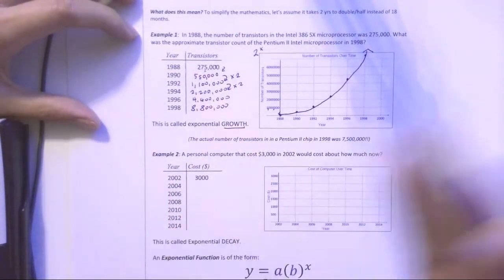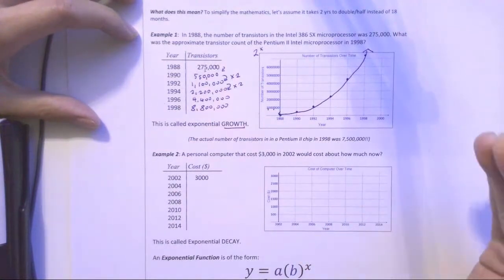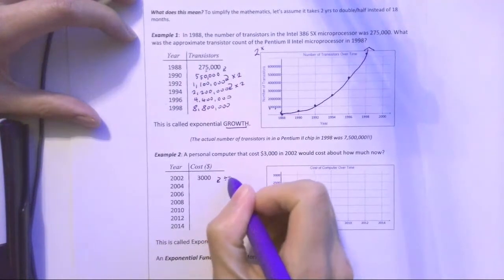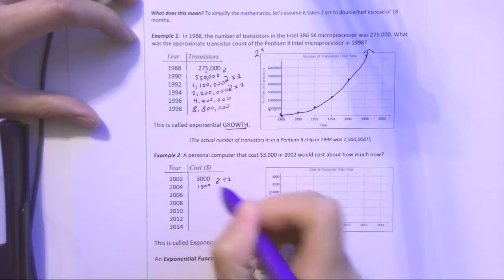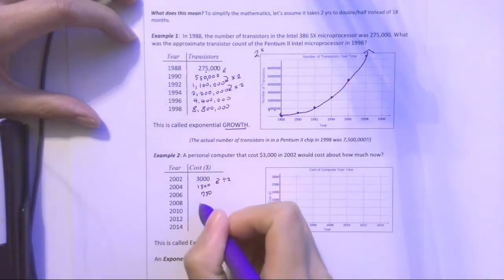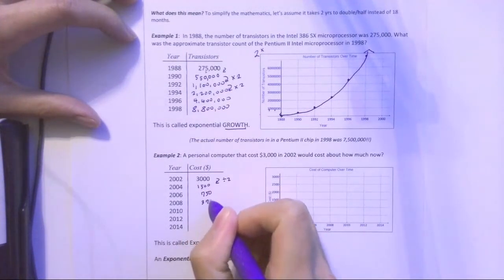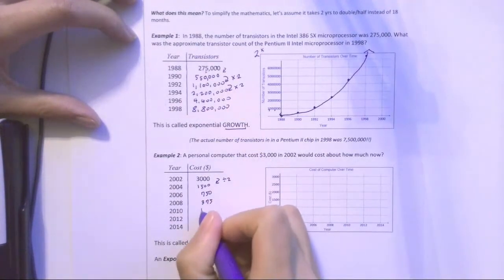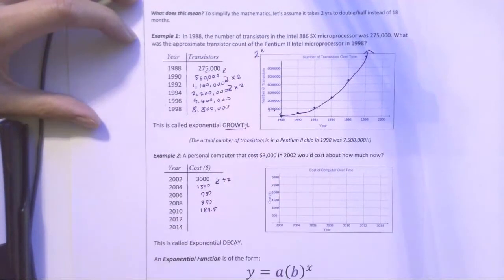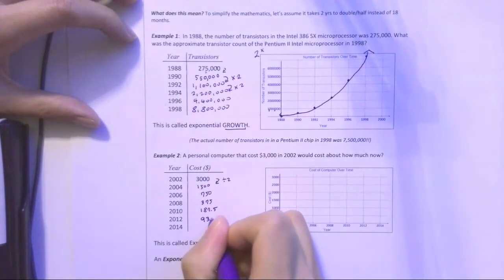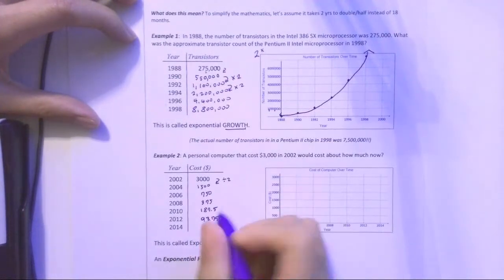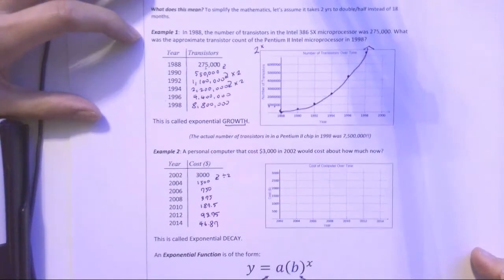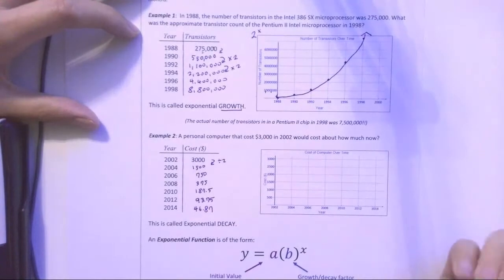Likewise, let's do the same thing. The problem says the cost is going to get cut in half every 2 years. So we're going to divide by 2. 3,000 cut in half is 1,500, cut this in half, 750, cut that in half, 375, cut that in half. Oh, look at this, 187.5, cut that in half, 93.75, cut that in half. You get $46.87. Wow, that got really, really cheap. That is crazy. Okay, so let's go ahead and plot those points.